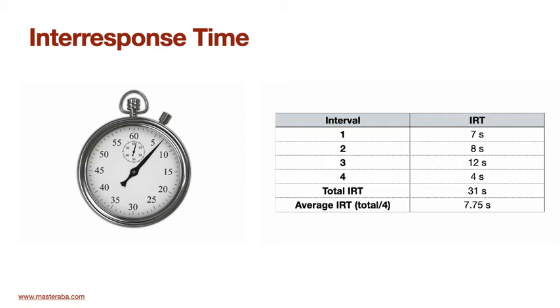That means the total interresponse time was 31 seconds, and you can calculate the average interresponse time by taking the total and dividing by the number of intervals, which in this case is 4. And that gives you an average interresponse time of 7.75 seconds.